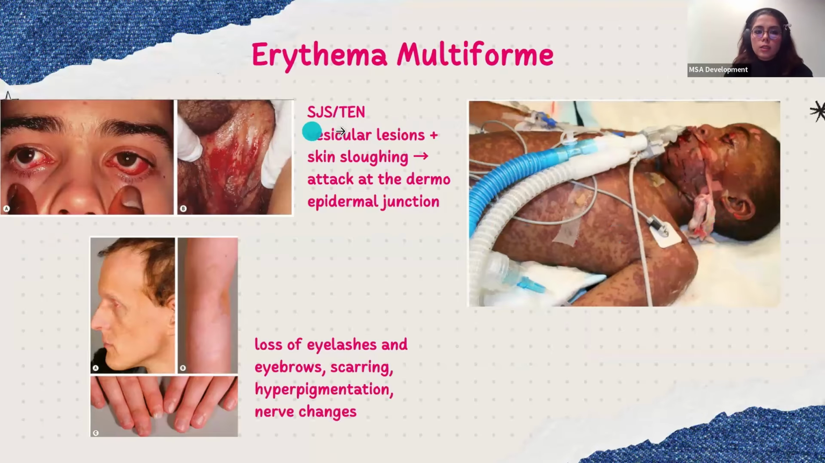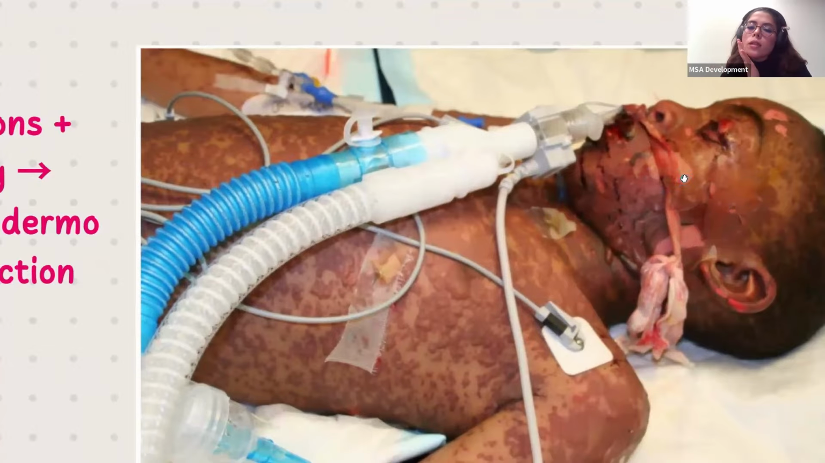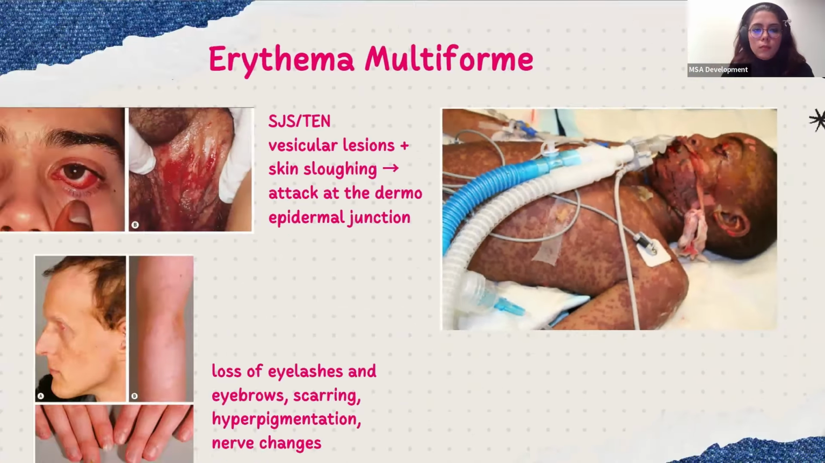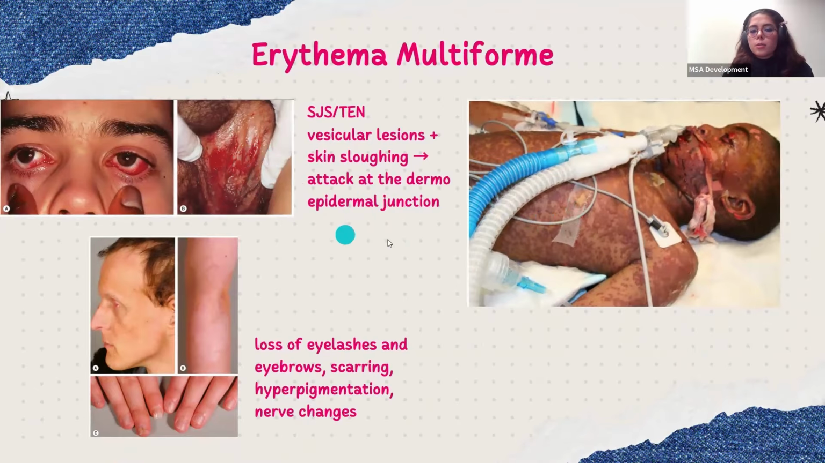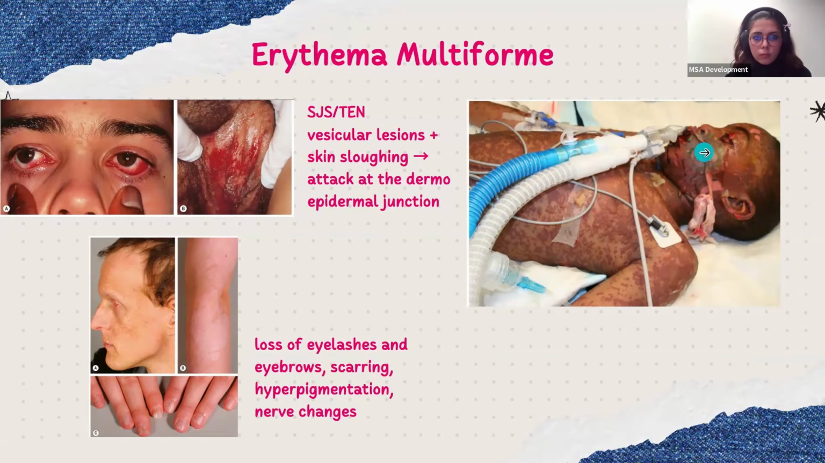Now, Stevens-Johnson syndrome or toxic epidermal necrolysis: vesicular lesions plus skin sloughing. So your skin's genuinely just peeling off. And you can see it here. You can see it in this patient over here. Their skin, you do this and it's away. Okay. It's an attack at the dermal-epidermal junction. So think basement membrane, basement layer, just right in that area. Okay, it causes loss of eyelashes, eyebrows, scarring, hyperpigmentation, and there are some nerve changes associated as well.